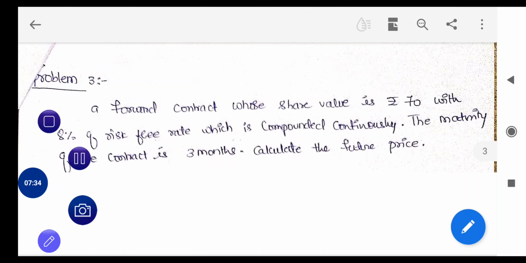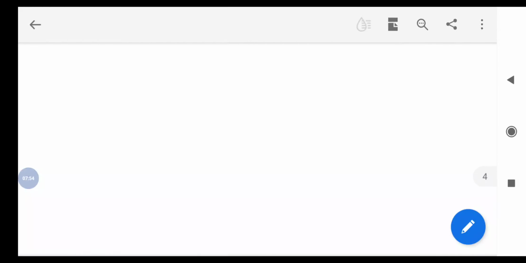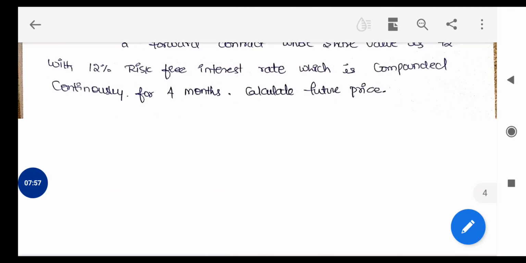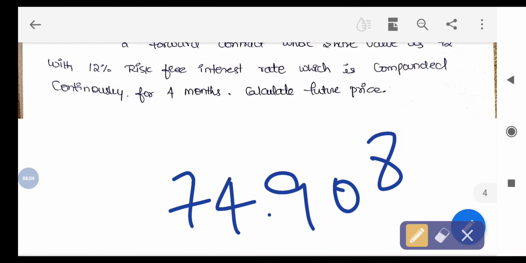There are 2 questions here that I have given. You have to solve them with the same method. If you have any doubts, you can ask me in the comments below or in your WhatsApp group. So the answer for this question is 71.4. And for this question, the answer is 74.9088. Okay, thank you.